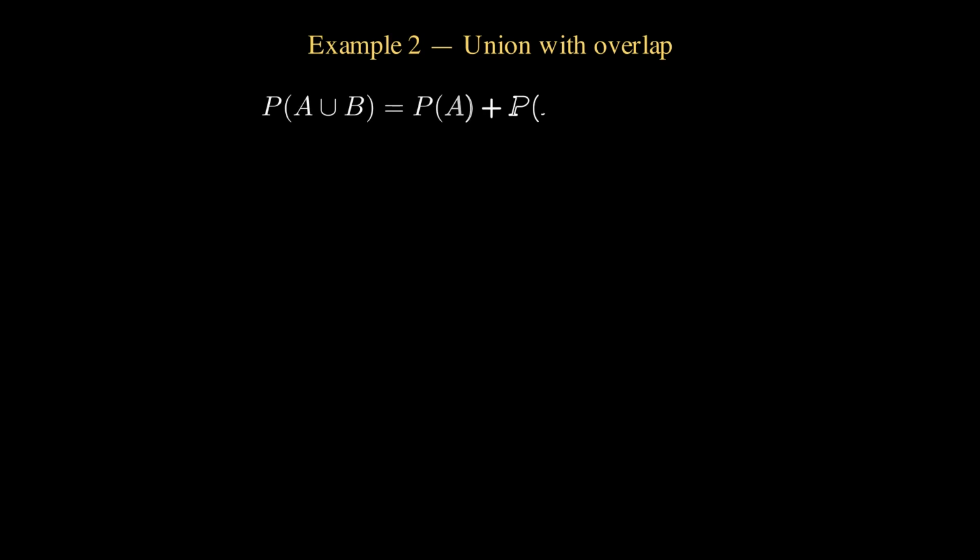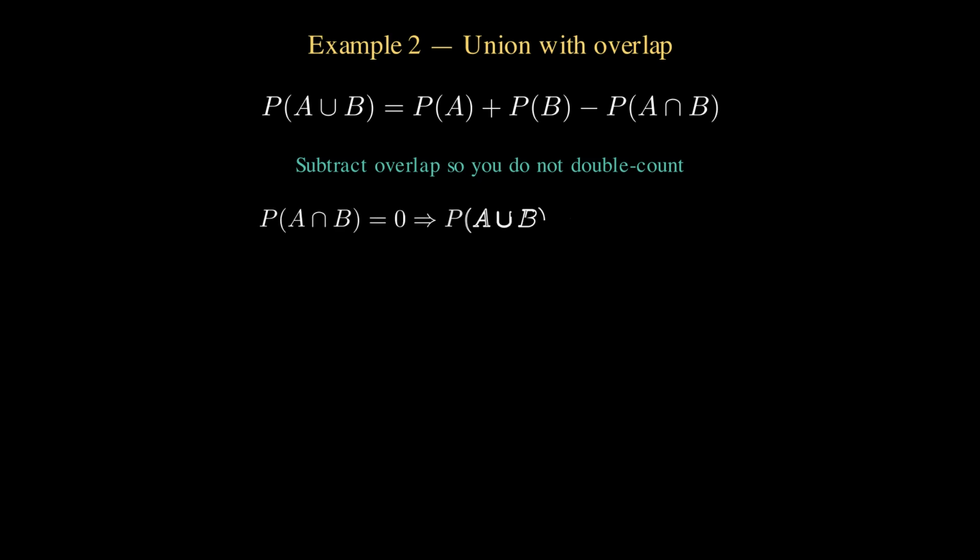Medium step. 2 events can overlap for probability of A or B. You cannot always just add. The general rule is probability of A or B equals probability of A plus probability of B minus probability of A and B. You subtract the overlap because those outcomes would be counted twice if you only add. If the events are mutually exclusive, the overlap is 0. The formula collapses to simple addition.